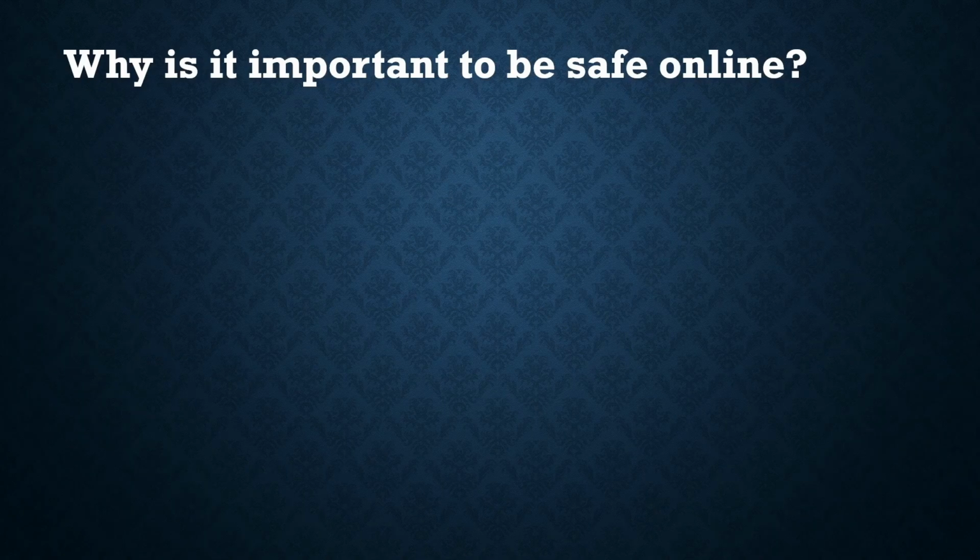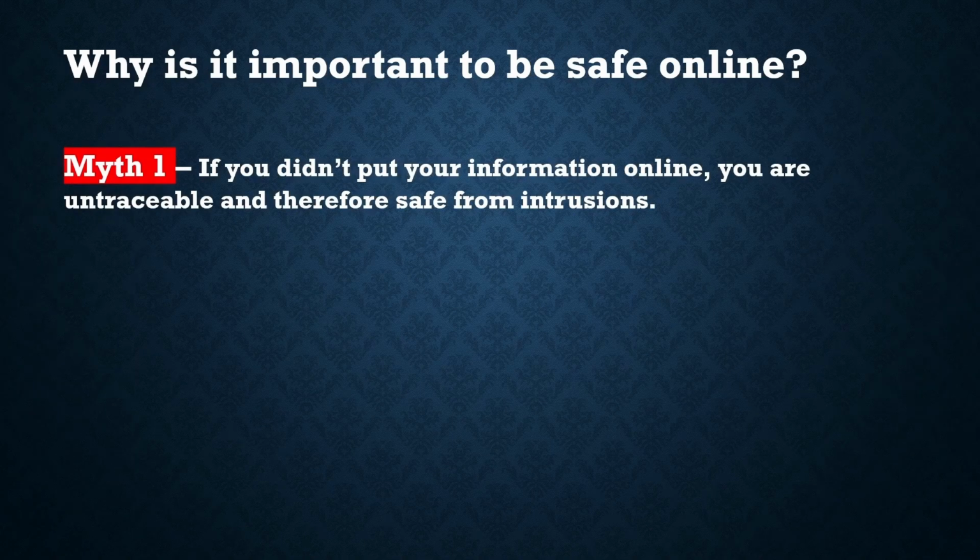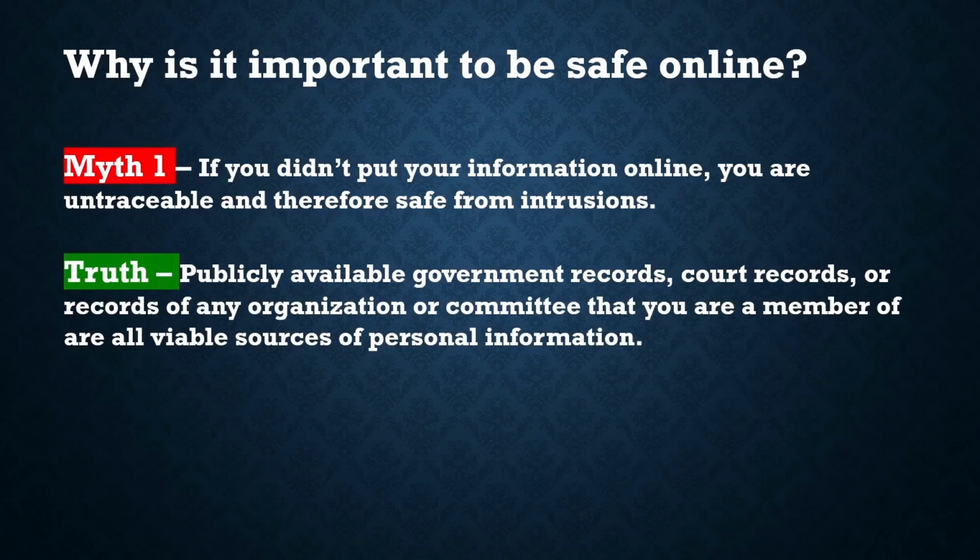Let's see the first myth. I have seen a lot of people who say that we are not sharing information online and that's the reason we are untraceable. It is not true actually. The reality is different. The truth is, publicly available government records, court records, or records of any organization or committee that you are a member of are all viable sources of personal information. So if you are thinking that you are untraceable, then you are wrong. You have government records, right? And anybody can trace you by using those government records. So it is a big lie that you are not traceable.